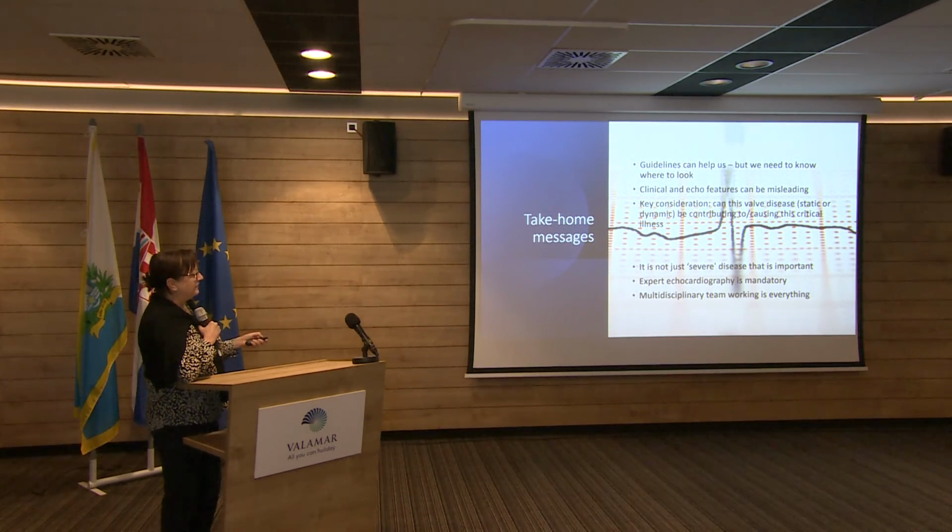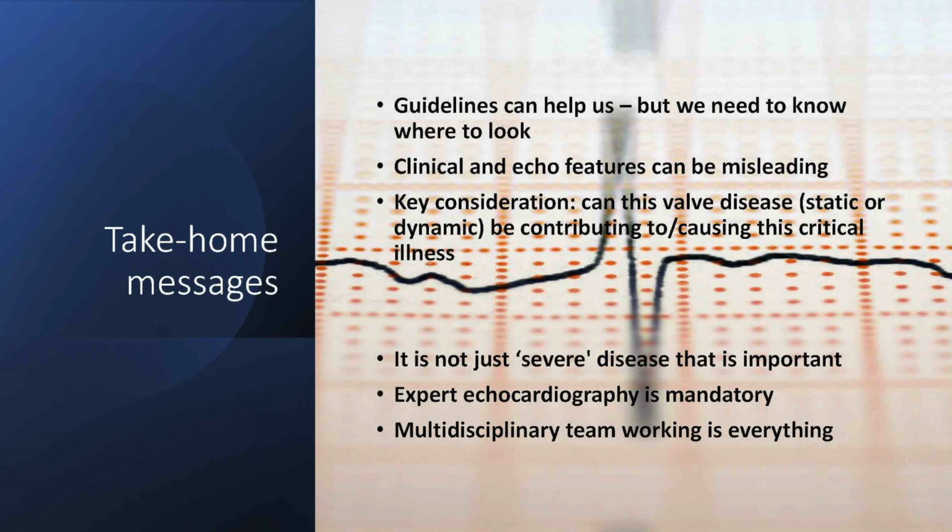Think about whether the valve disease is static or dynamic, so always think about dynamic mitral regurgitation as a failure to wean. And even mild mitral regurgitation in particular can be important, and mild aortic regurgitation can be important when you're thinking about mechanical circulatory support. You've got to be really good at echo, or you need somebody who's really good at acute echo, and you absolutely need a great MDT around you to make decisions for these patients.